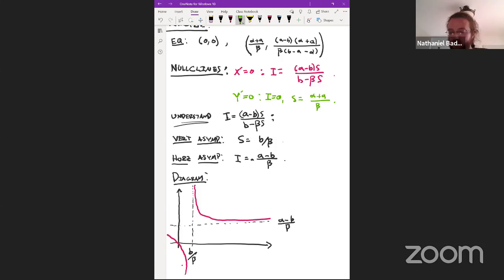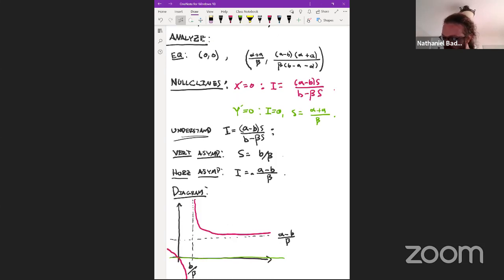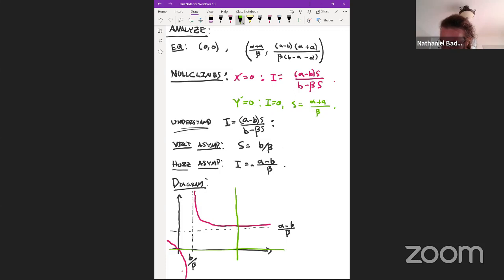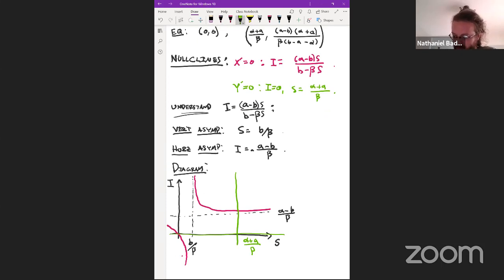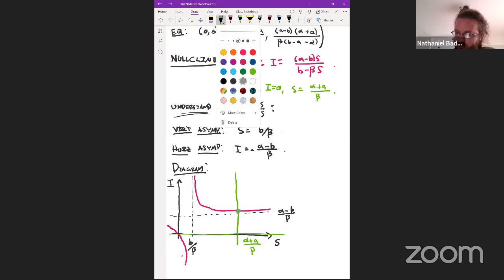Okay, so we've got this, and then the nullcline is going to be when y equals 0. Great. And then when I equals 0, and then when s equals alpha plus a over beta. And let me actually label my axes: susceptible, infected. Here is our equilibrium solution.